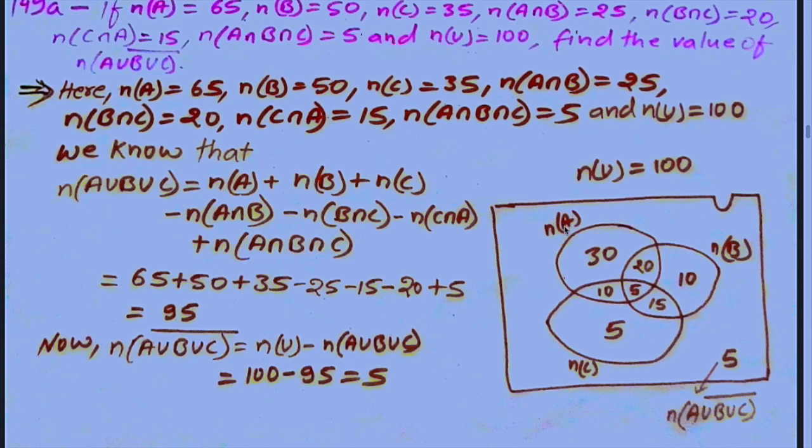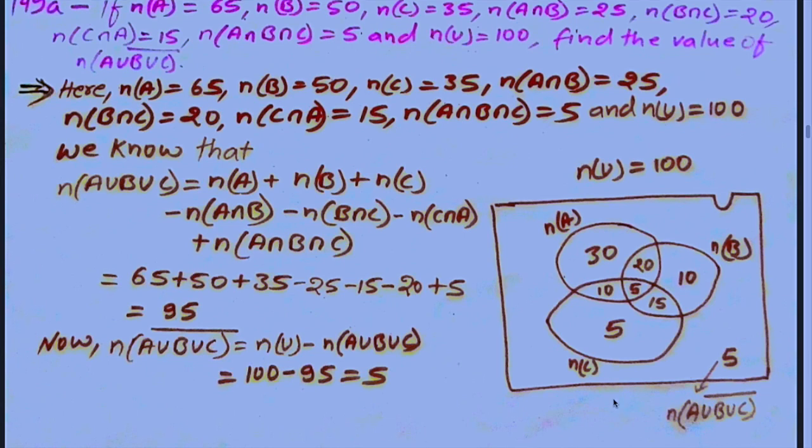Now the intersection of A and B only is 20. The intersection of C and B only is 15. The intersection of C and A only is 10. The intersection of all three, A intersection B intersection C, is 5. And here 5 is the complement of A union B union C. It means 5 is out of all 3, outside A, B and C. In this way we solve it.